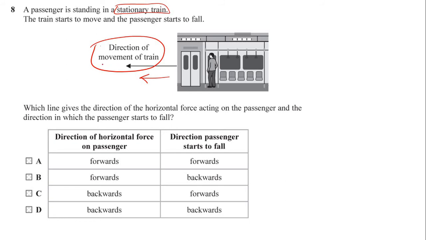So as soon as it starts, the train moves leftward, so the force is experienced in the left direction, but the passenger will fall backward. So the direction of the horizontal force is forward, so either A or B, cannot be C or D. And of course this is a backward fall, so the option will be B.